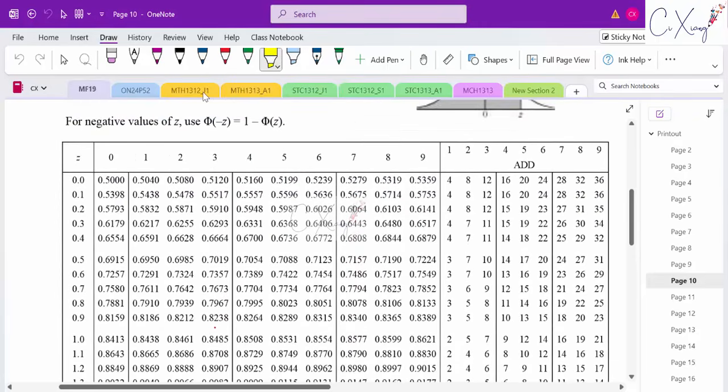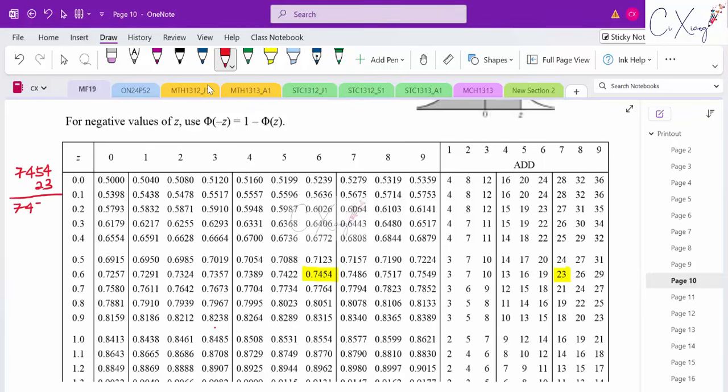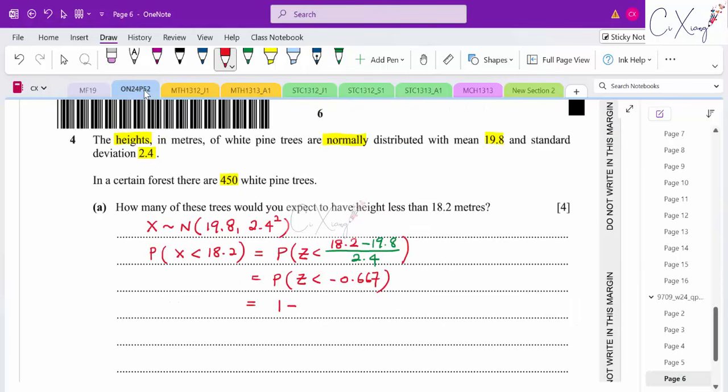So you go to the normal distribution table, looking for 0.667. So 0.66 is this one, and 7 is 23. So by right, you should add the 7454 with 23 at the last 2 digits. So you should get 7477. Alright, so you go back to the calculation. You have to take 1 minus 0.7477. Then from here you get 0.2523.